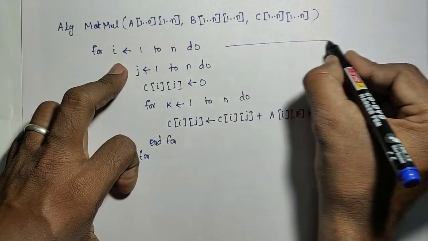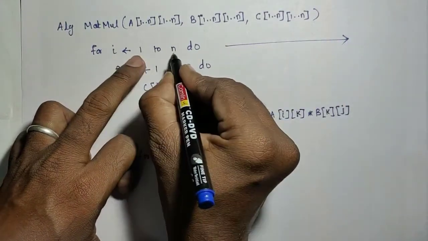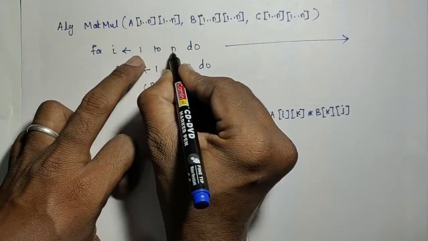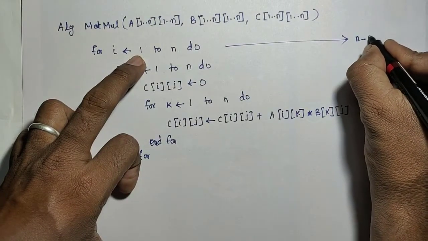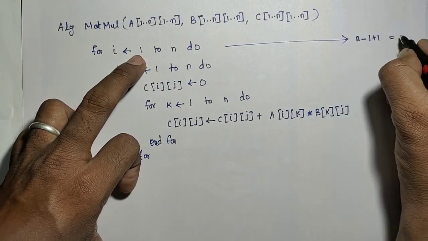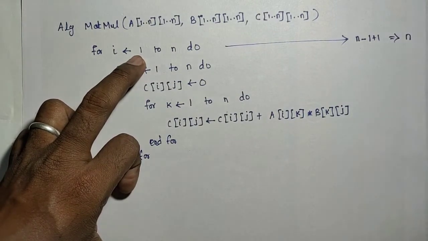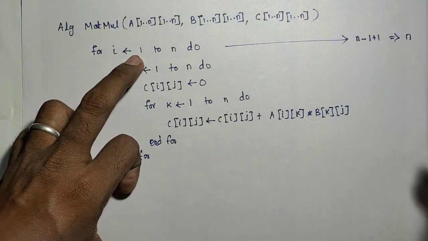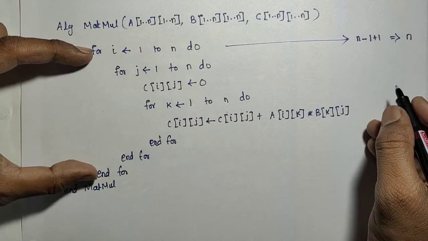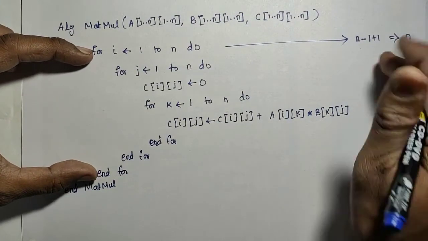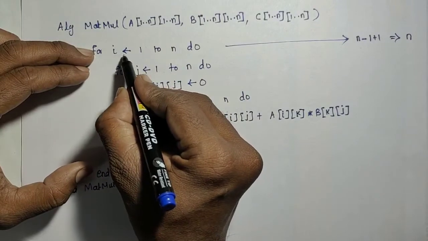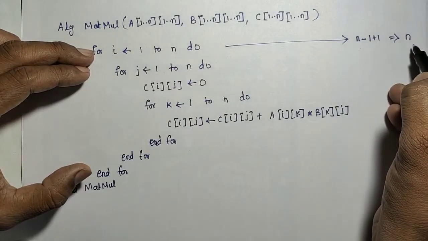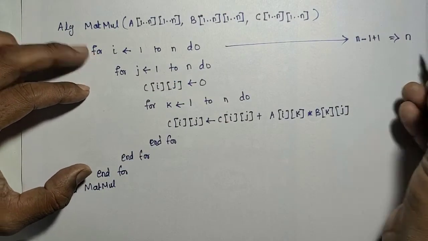Here upper minus lower plus 1, that is n minus 1 plus 1, equal to what? N times. So this loop is going to be executed n times. It means i equal to 1, i equal to 2, like that, how many assignments are going to happen? n.